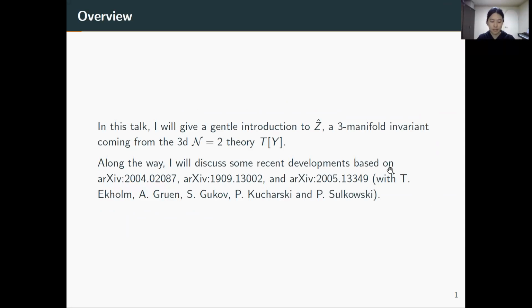So today, in this talk, I'm going to aim to give a gentle introduction or overview on z-hats, which is a three-manifold invariant coming from the three-dimensional theory T of Y with N equals 2 supersymmetry. Along the way, I will discuss some recent developments that I was involved in based on this paper, and especially this last one was joint with Tobias Ekholm, Angus Gruen, Sergei Gukov, Pyotr Kowarski, and Pyotr Slavkovsky.